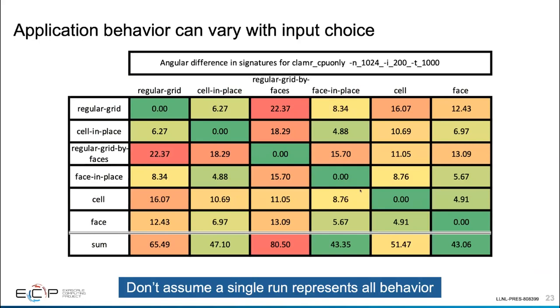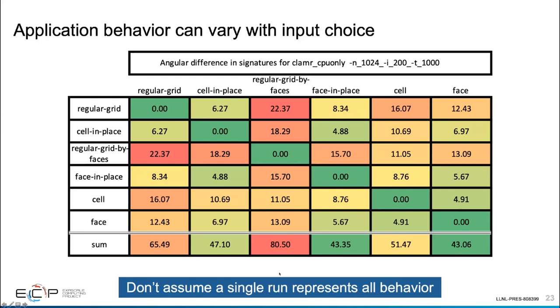If you had to down select, you can look at this plot and you can say, well, all right, the face in place and the face, they kind of have the lowest sums. If I look across, they look pretty similar to each other, similar patterns. Those two look very similar. On the other hand, if I wanted to pick one that was really kind of unique, this regular grid by faces doesn't really seem to be similar to anything.